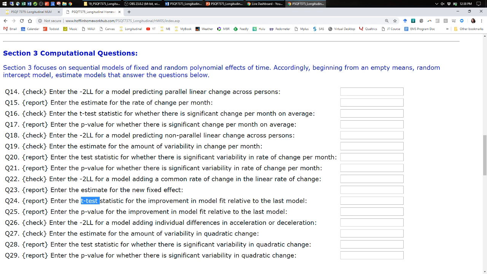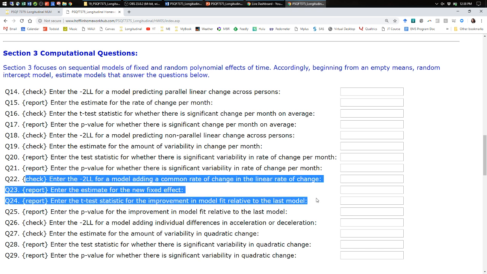So this is referring to this idea, right? You have added a new term, adding a common rate of change in the linear rate of change. So you figured out what that is? Fixed quadratic model. Yeah, that's added a fixed quadratic effect of time, right? Yep. Enter the estimate for it. You got that far? Yeah. Okay. Where you found the estimate, go over 3 columns.